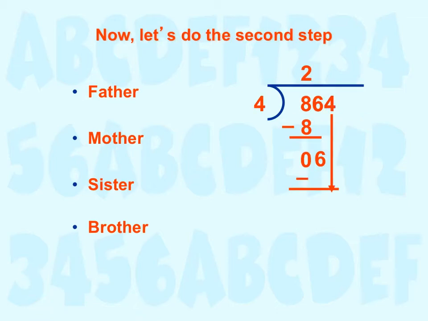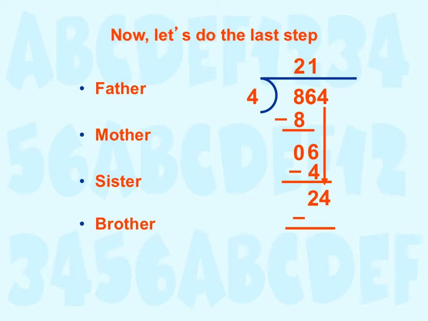Alright, now we're going to go to the second step, which is moving through father, mother, sister, and brother again, only with the number 6. So we need to find a multiple of 4 that's closest to 6 without going over. So I know 4 times 1 is 4. It's close to 6. 4 times 2 is 8. Ooh, that goes over. So I definitely need the number 1 here. 1 times 4 is 4. So I've multiplied. Now I need to subtract. 6 minus 4 is going to be 2. There's my sister. And I need to bring down my 4. There's my brother.